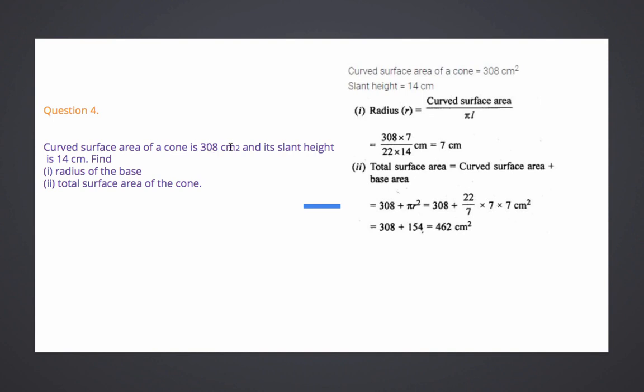Curved surface area is given. What's the formula for curved surface area? Curved surface area formula is pi RL. What is the question asking us to calculate? Yes, firstly the radius of the base and secondly the total surface area.